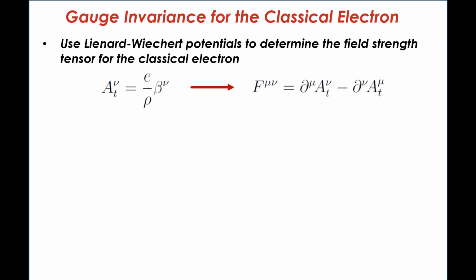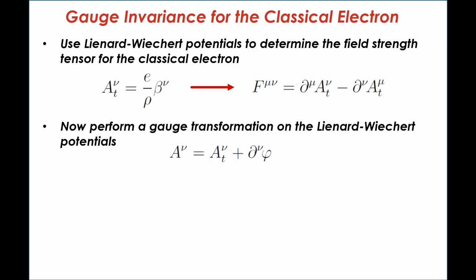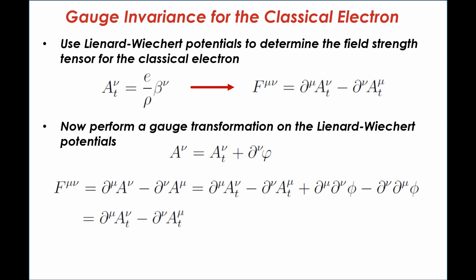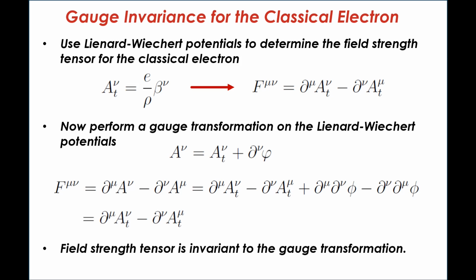Now, suppose we introduce a scalar field phi and add its four-gradient to the Lienard Wiechert potentials. Taking derivatives again shows that the field strength tensor is immune to the presence of the scalar field. This is gauge invariance applied to the fields of the electron.